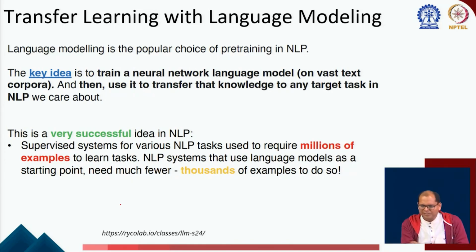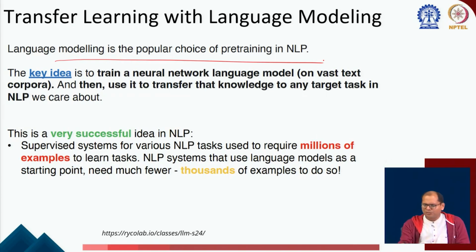So the typical choice is the language modeling task, right? The idea is that you take a vast neural network, it can be a transformer or LSTM architecture, and you train it on huge data, right? And then whatever you've learned, you transfer it to any target task in NLP that we care about. You use it for NER in the biomedical domain, you use it for something in the financial domain, right? And this has been a very successful idea in NLP, right?